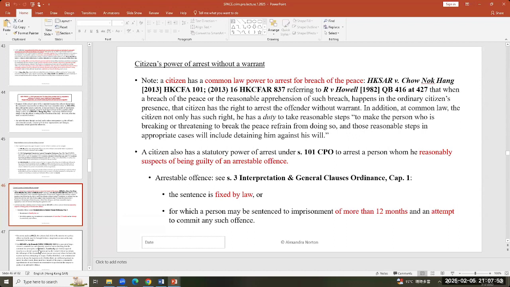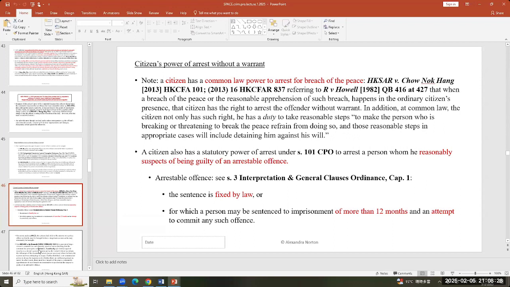But why does no one know what's an arrestable offense? Because it's not even specified in the Criminal Procedure Ordinance. You have to go to the Interpretation and General Clauses Ordinance and look at what we mean by an arrestable offense. So basically, where the sentence is fixed by law or for which you can be sentenced to imprisonment of more than 12 months, right? So we're talking about assault, theft, wounding with intent, any offenses like that. You can arrest someone, even if you were just a citizen and not the police.